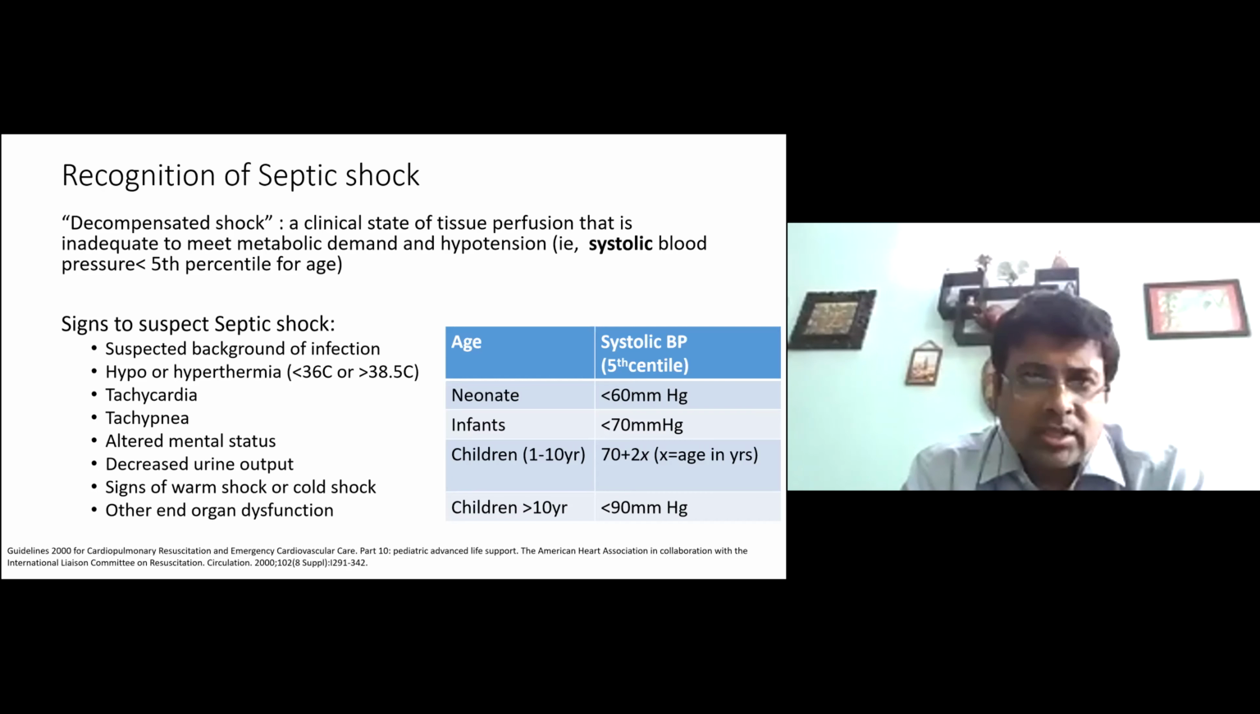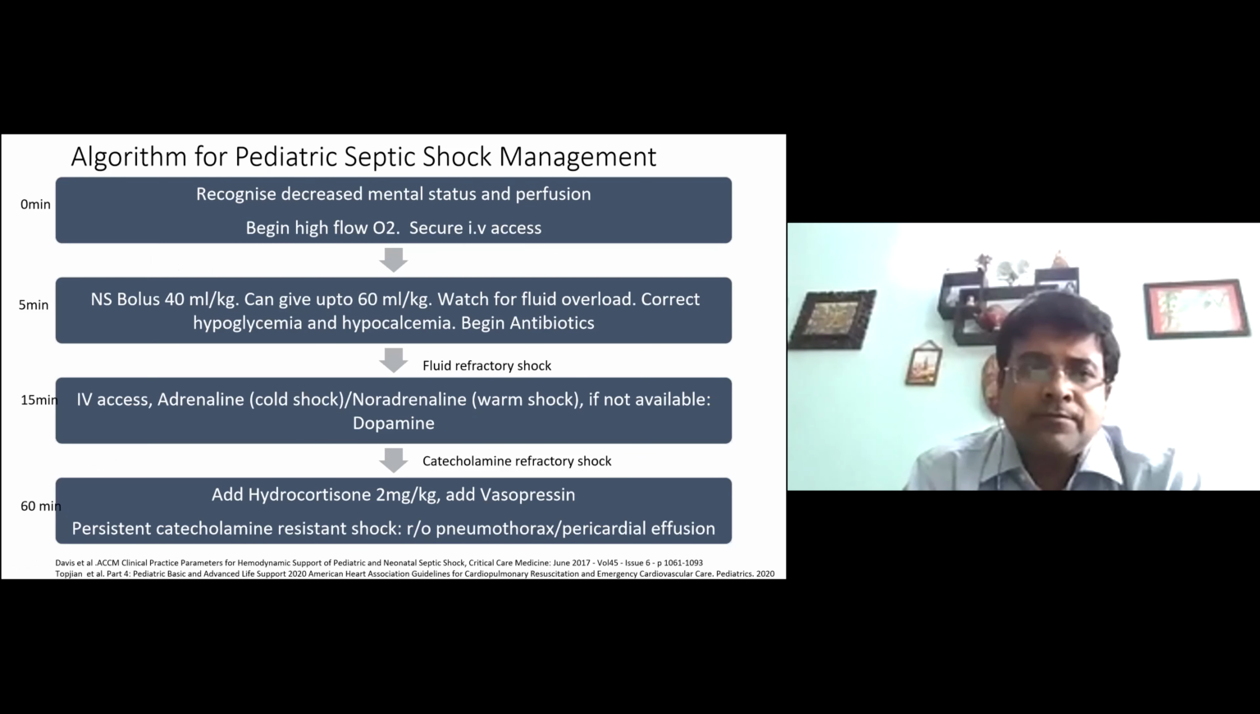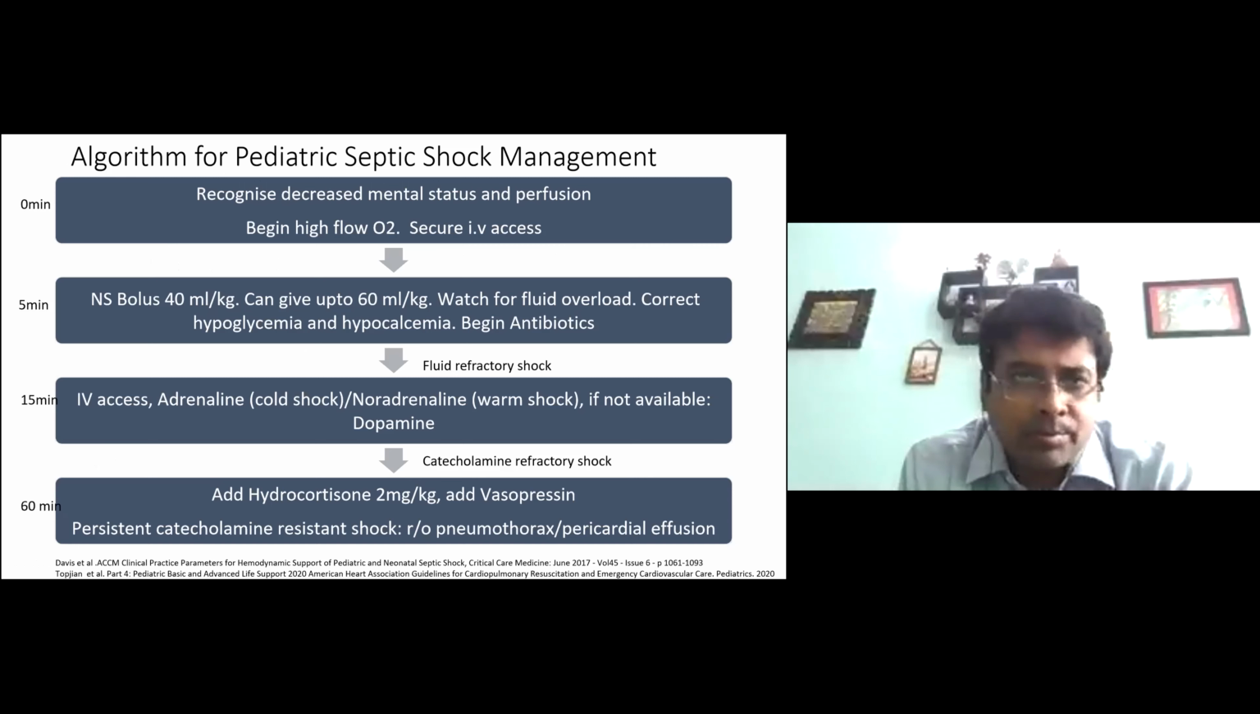How do we manage shock the first time that you have contact with the patient? You obviously begin high flow oxygen because tissue perfusion is going to be poor. You have to have good IV access, and IV access sometimes becomes very challenging.